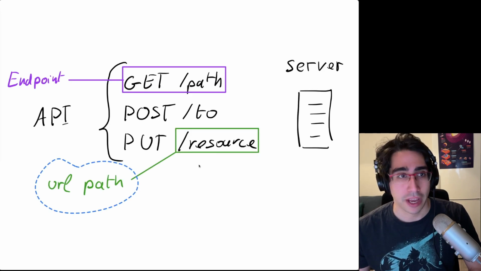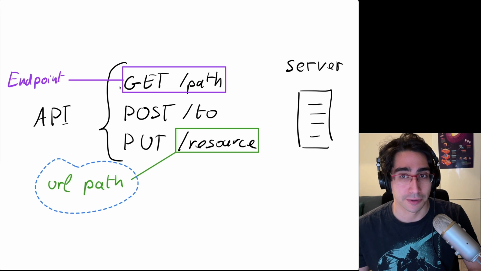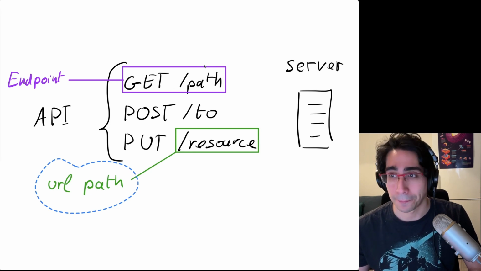To clear up the vocabulary, this collection of endpoints that the client can call, we're going to call the API. A single line of those is an endpoint, and the endpoint is composed of the method, as we've seen, and also a path that points to a resource that the client is interested in retrieving.